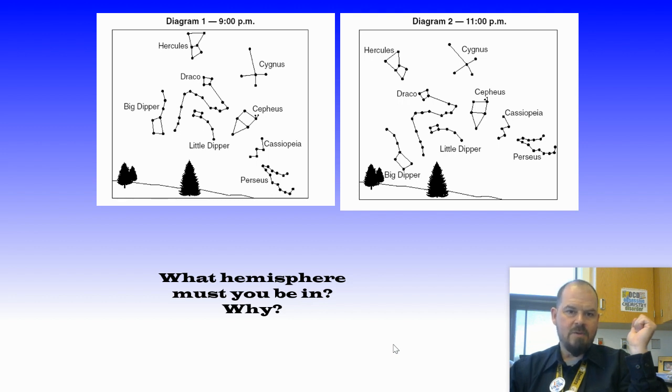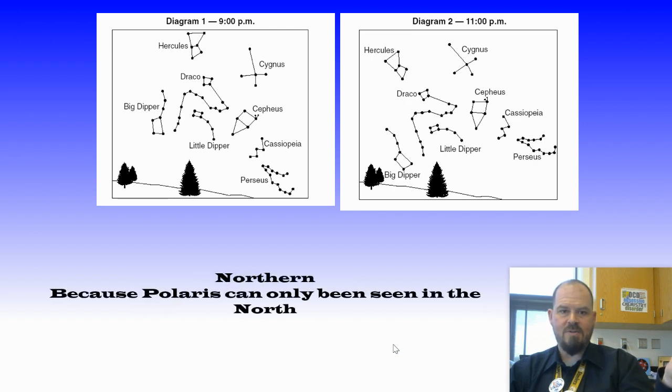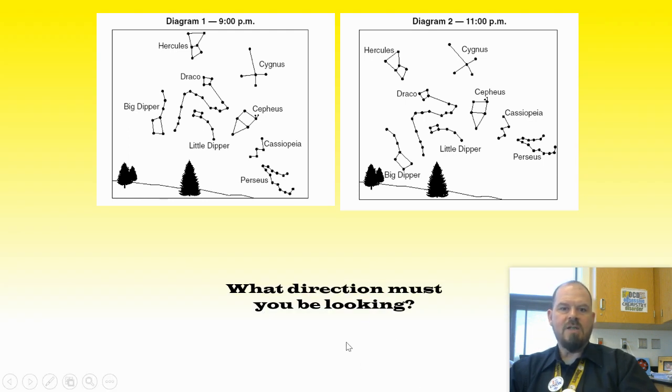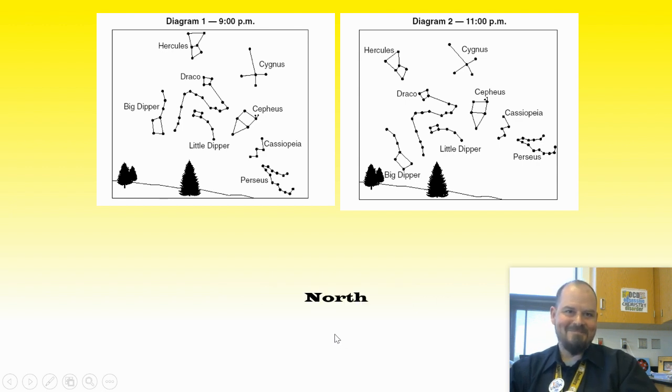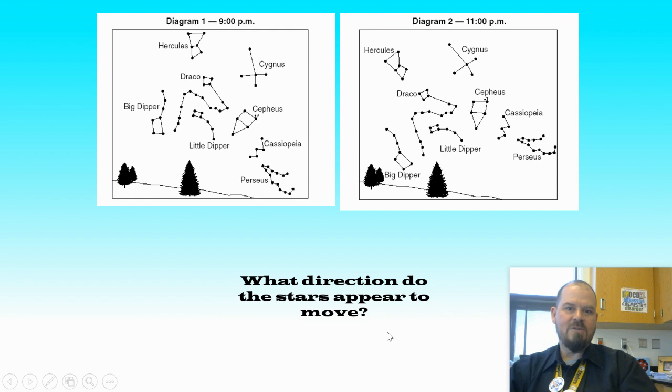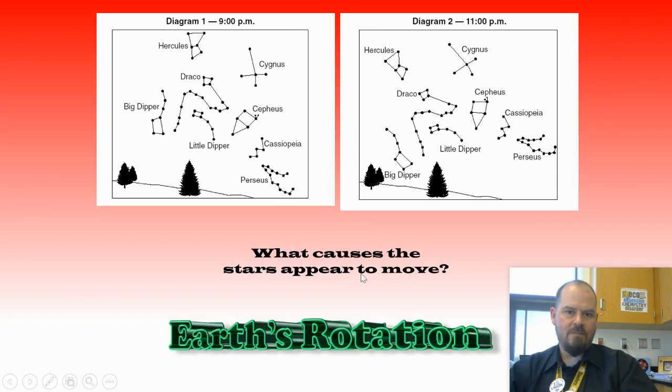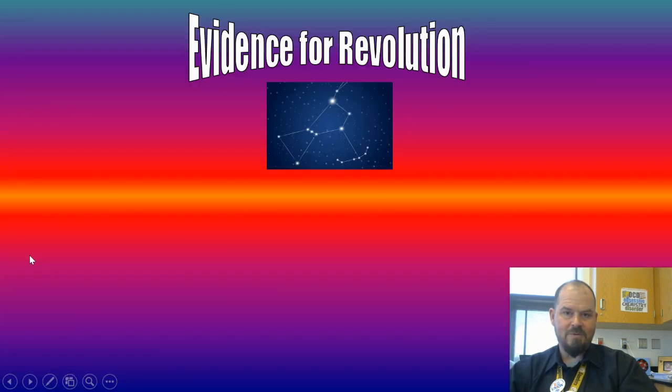And then what hemisphere must you be in and why? Well, we got to be in the Northern Hemisphere because you can't see the North Star unless you're in the Northern Hemisphere. We did that before too in previous learning many units ago. Okay. What direction must you be looking? Well, north. Which direction do the stars appear to move? Oh, what causes the stars to appear to move? Earth's rotation. Again, we're on the evidence of Earth's rotation.